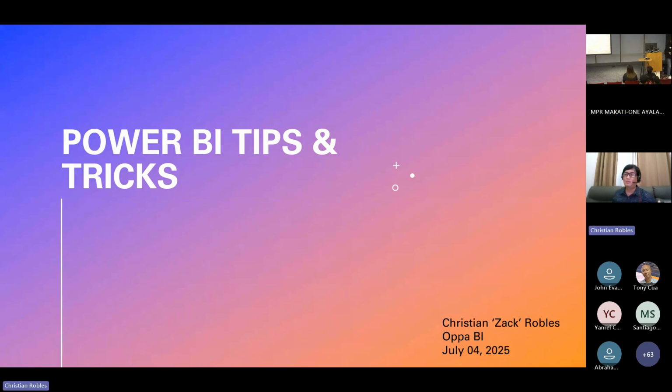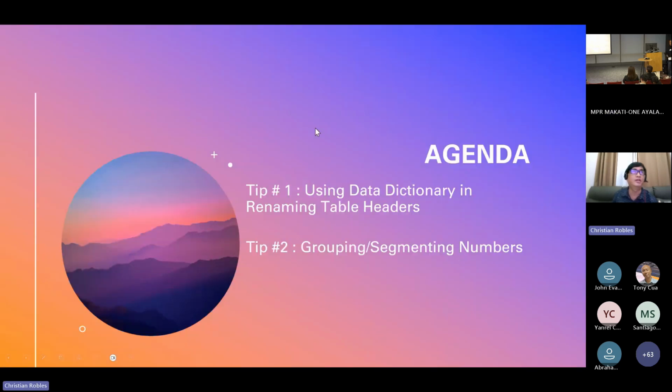All right. So originally I had 45 minutes, but according to Sir Tony, I have 25 to 30. So I will do this real quick. Should we say two tips for today? Our agenda is, number one, using a data dictionary in renaming columns, and number two, grouping or segmenting numbers using different tricks.